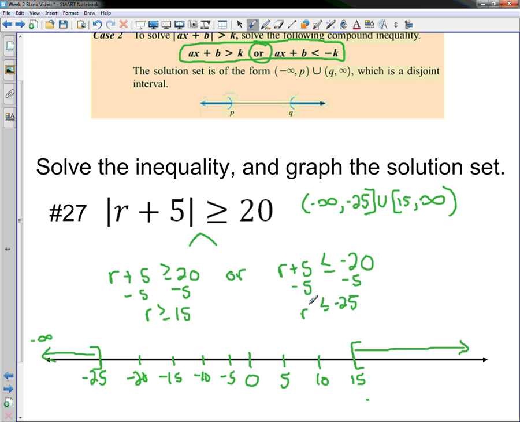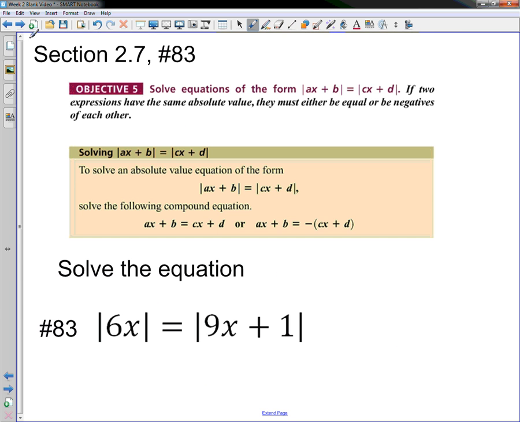Okay, let's go ahead and look at the last one for week 2, which is from section 2.7 as well. This is number 83. And this deals with an absolute value equation. And this is actually when we have the absolute value equal to the absolute value. So let's look at how to break this one apart.